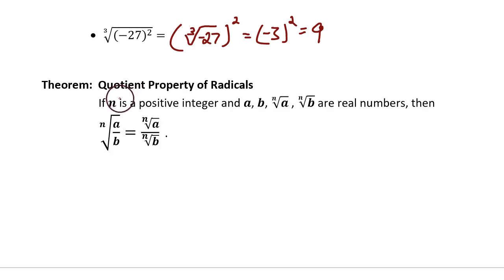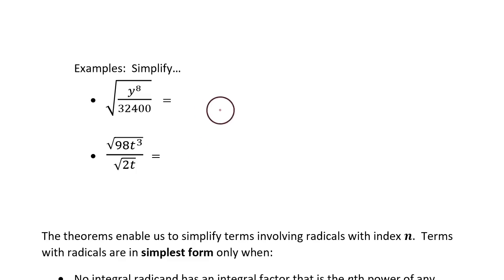Another theorem, the quotient property of radicals. If n is a positive integer and all of these expressions are real numbers, then this statement is true. The root of a quotient is equal to the quotient of roots. This is related to the product property, where you could separate a product into two pieces. Here we're separating the quotient into two pieces. Here are some examples of that.